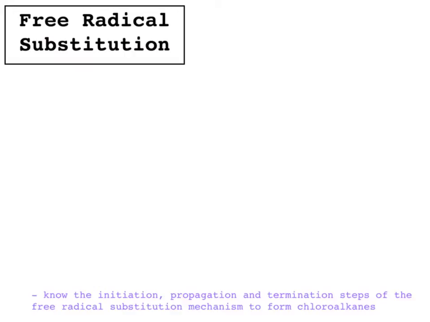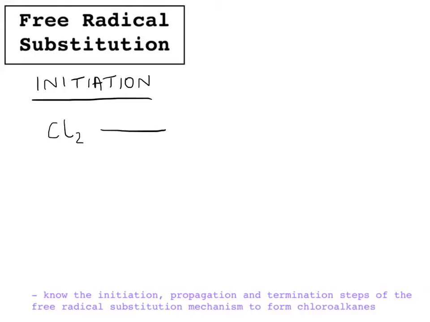Unlike other mechanisms, you don't have to draw curly arrows, but you do have to know the different reactions that go on during the mechanism. And we give those reactions different names. The first reaction is the initiation step, where the free radical is created. If we just use chlorine as the example, you get Cl2, and UV light will split Cl2 into two chlorine free radicals.